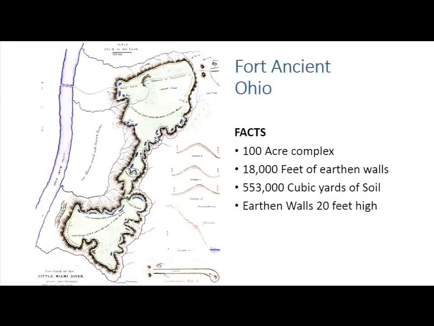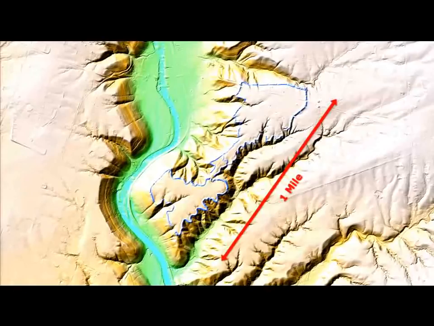Now, Fort Ancient, I love Fort Ancient, Ohio. This is an even larger fortified site. It is a 100-acre complex with 18,000 feet of earthen walls, 553,000 cubic yards of soil, and those walls get on the order of 20 feet high. Imagine trying to accomplish this with the primitive tools that they had back then. Just think about that. And I really like how it turned out in the hillshade here.